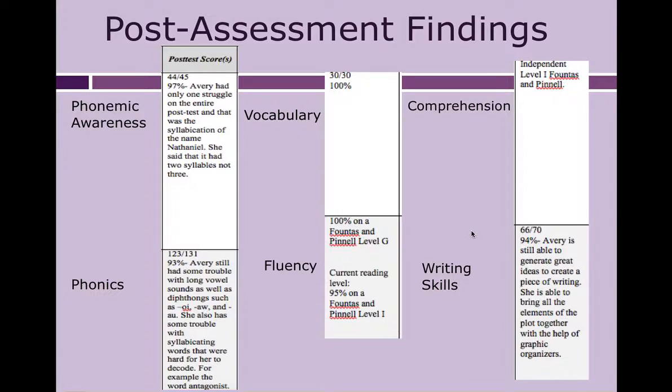so she couldn't give me the correct amount of syllables. Her fluency, this is what I was talking about before, that she was given 2 fluency assessments. The first one was the same as the pre-assessment, which was on a level G, and she scored 100% on accuracy and fluency. I also did one on her current reading level, which was 95% on level I, which still meets our goal for the time together.